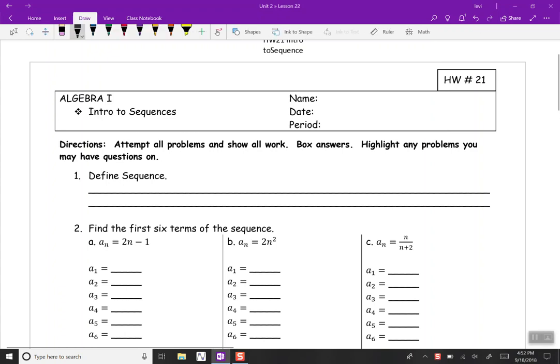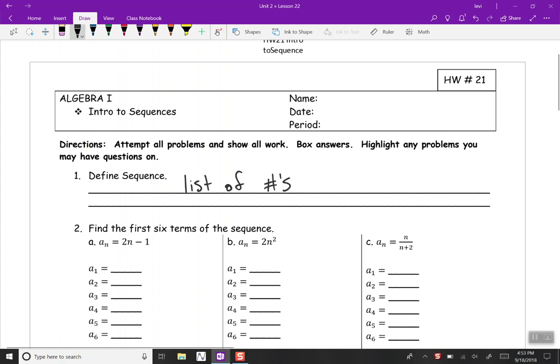This is homework 21, intro to sequences. So define a sequence. It is a list of numbers. List of numbers. There we go, there's a sequence. Fine. Find the first 6 terms of the sequence.